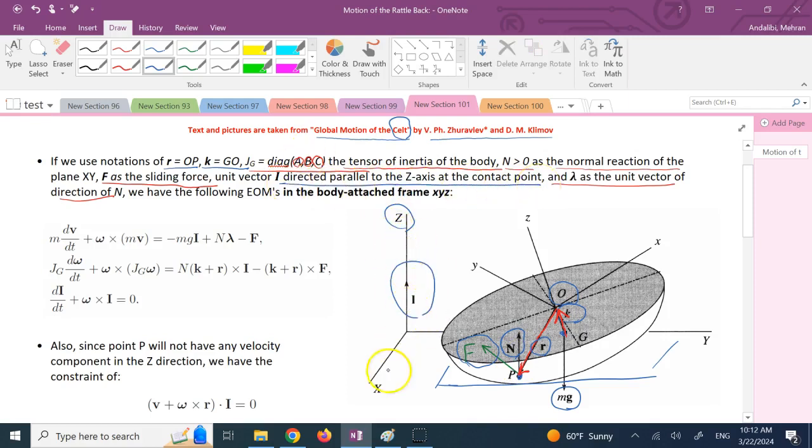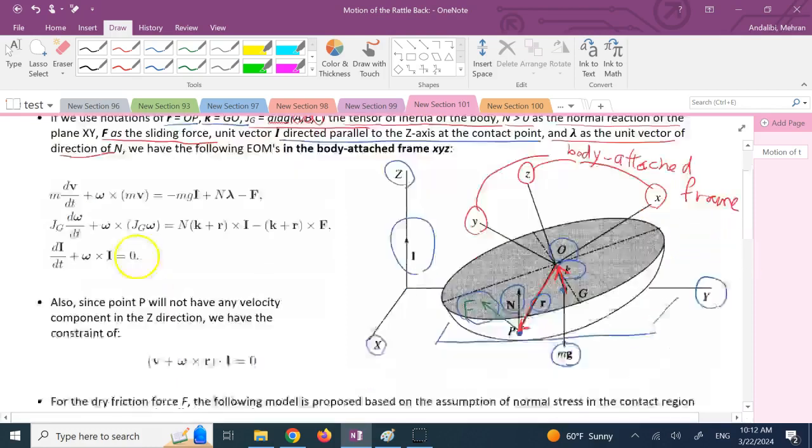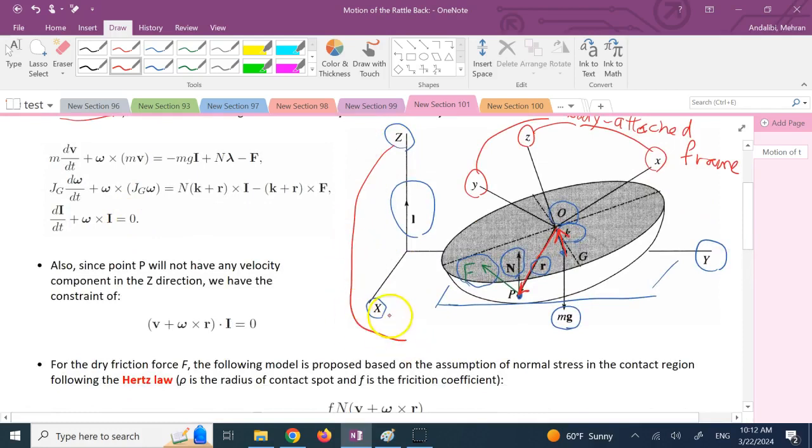Here we also have two frames: capital XYZ, which is the inertial frame, as well as small xyz, which is attached to the body. So this is the body-attached frame. And the capital XYZ, as I said, is your inertial frame.